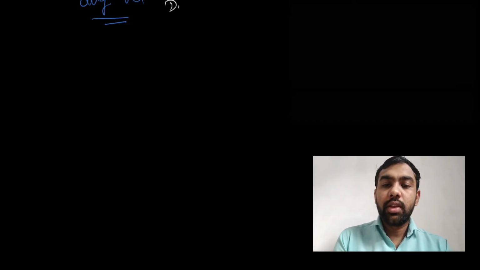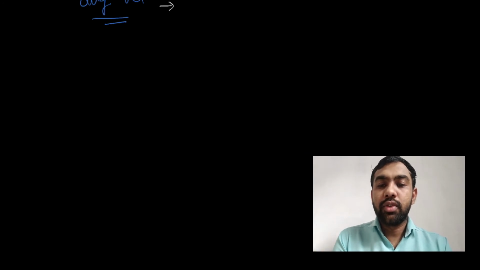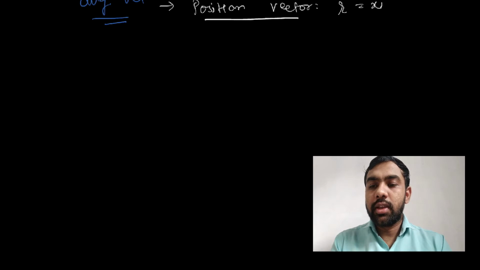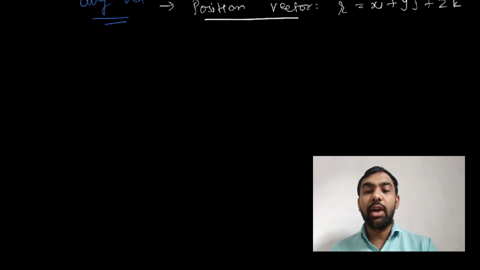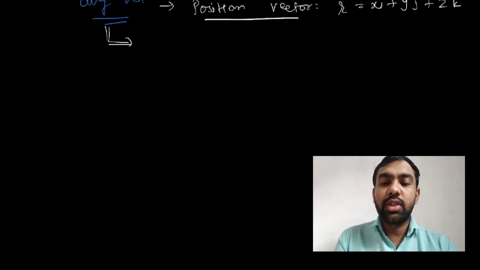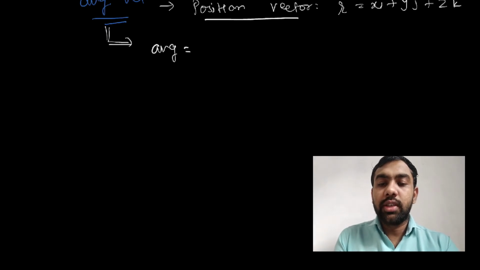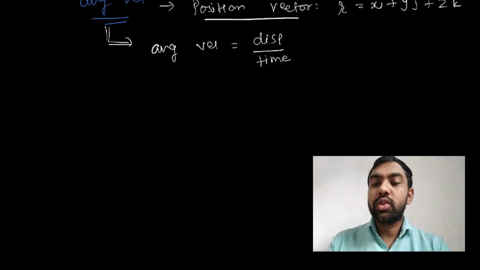So let's consider, suppose the position vector r is given like this, xi plus yj plus zk, then how do you get the average velocity? Then average velocity you find this way. See, what is average velocity actually? So average velocity is equal to displacement upon time. That is a general rule. Okay, so how do we get this?